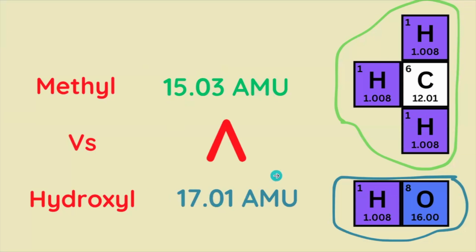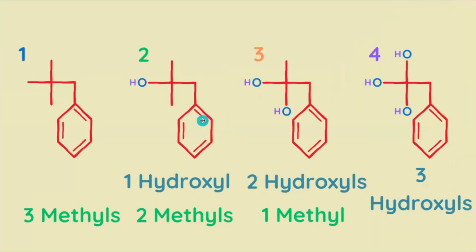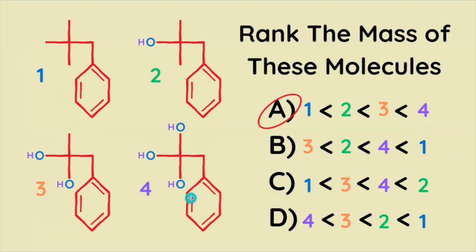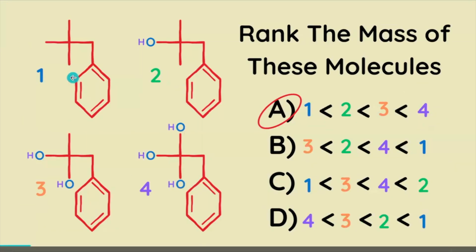In other words, a hydroxyl group weighs more, it's more massive than a methyl group. This also means that whichever molecule has the most hydroxyl and the least methyl will be the most heavy. Whereas if they are all methyls and no hydroxyls, it will minimize the mass. Thus, molecule 4 has the most mass, followed by 3, then 2, then 1 is the least massive.